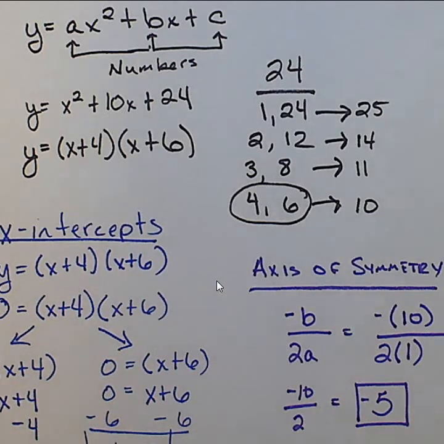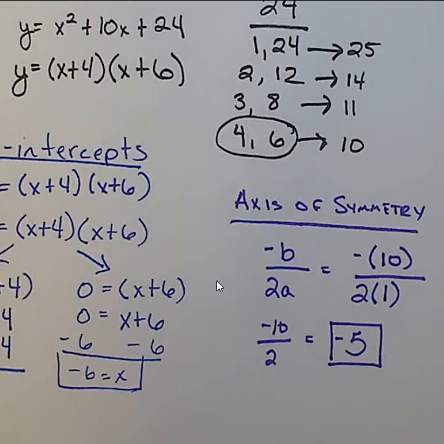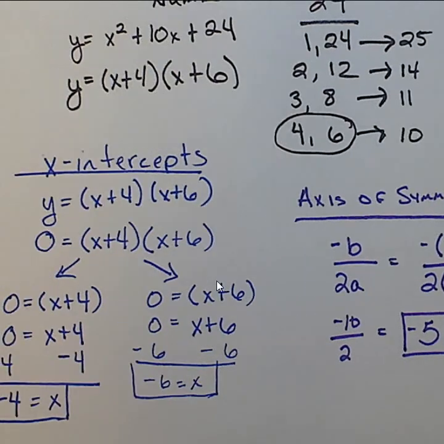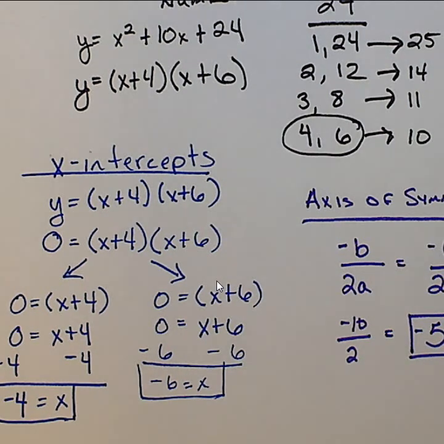If I look at my axis of symmetry and I look at my x-intercepts, let's put those in the frame so that you can see both of them. What do you notice about the x-intercepts and the axis of symmetry? Okay, what about negative 4, negative 5, and negative 6? Okay, well look at negative 4 and negative 5. Let's put it up here on the board.